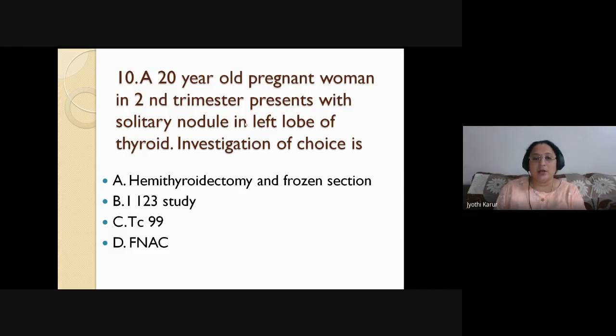So it is not just a long-standing goiter. Suppose this 20-year-old pregnant woman has a long-standing goiter since 10 years, and suddenly in her second trimester she has come to you and you are suspecting some follicular pattern, and FNAC is not conclusive, then you can do hemithyroidectomy, frozen section, and then completion thyroidectomy if it turns out to be malignant. Radioactive studies are definitely contraindicated during pregnancy.